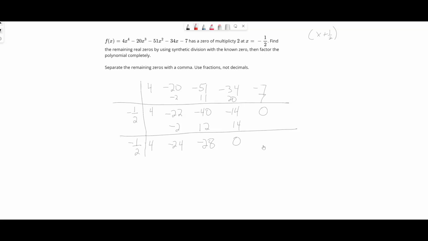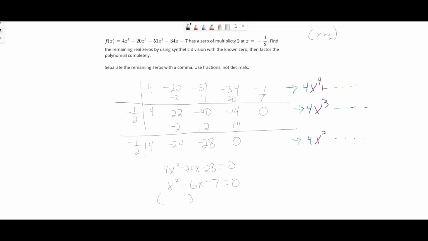And what's remaining, now keep in mind this was originally a 4x to the fourth plus and so on. When we factored out the minus 1/2, this now represents a 4x cubed and so on. And now this represents a 4x squared with stuff. So we have whittled this down to a 4x squared. This is great. That means that we can use other tools. 4x squared minus 24x minus 28 equals 0. If we divide by 4, we can reduce this to x squared minus 6x minus 7 equals 0.